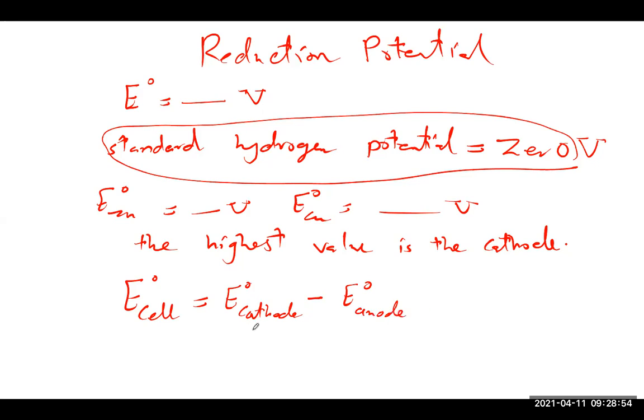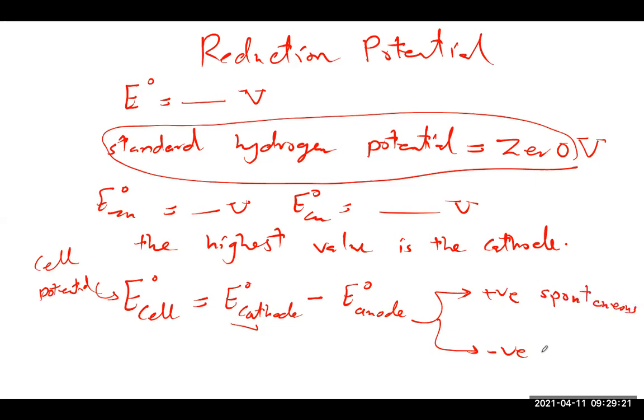So we need first to calculate which one will be the cathode. It's the highest one, and we need only to subtract between E of the cathode and E of the anode. And when you calculate E of the cell, this will be called the cell potential. You will get a value, and this value could be a positive value or a negative value. If it's a positive value, this reaction will be spontaneous. If it's a negative value, this reaction will be non-spontaneous. And this one is very important.